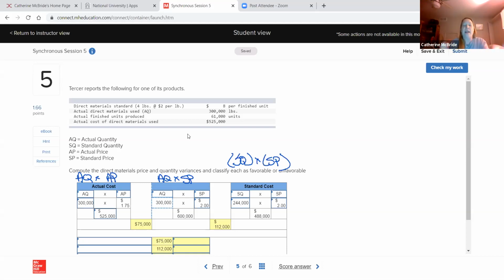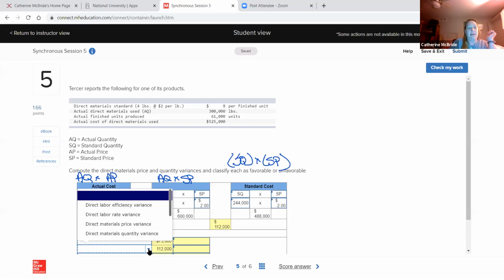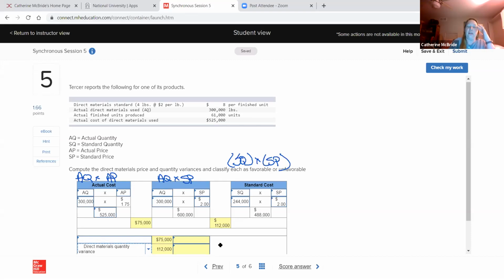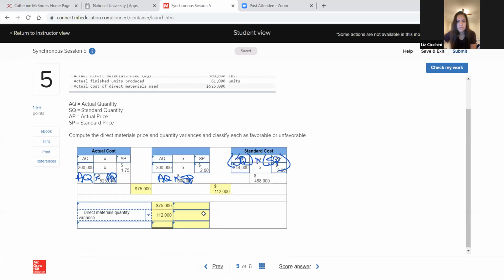Okay, so on the right two columns, we've separated the quantities. So now we can see just by looking at it that we used more than we had planned to use, right? And that $112,000 variance is a quantity variance. In this case, this is direct materials, so it's a direct materials quantity variance. Now the other question is, you're not done answering the variance question unless you tell me if it's favorable or unfavorable. If we plan to use $488,000 worth and we did use $600,000 worth, is that a favorable or unfavorable variance? Unfavorable.